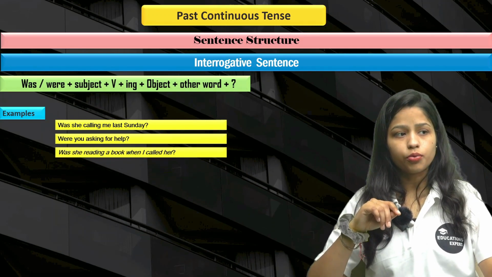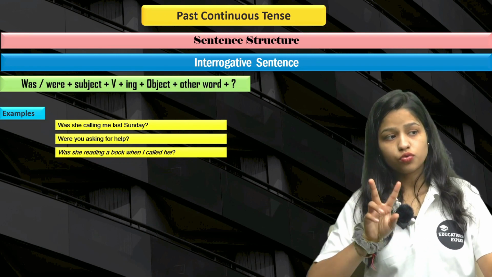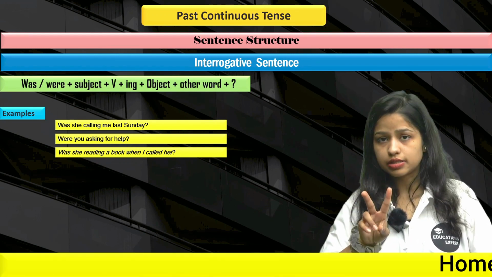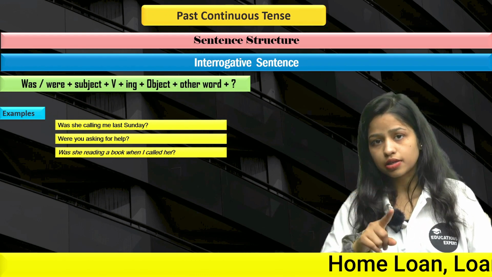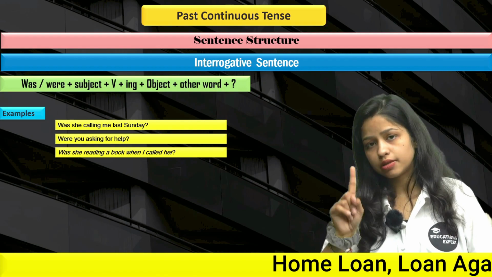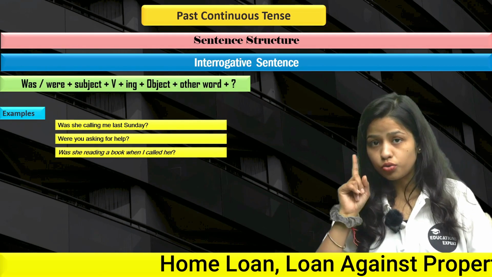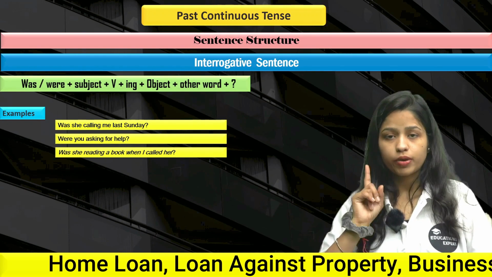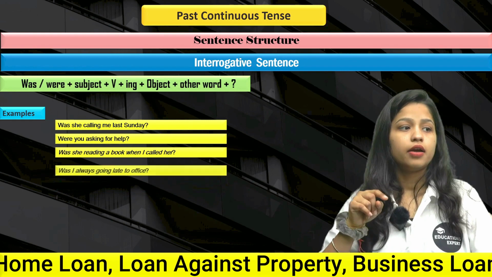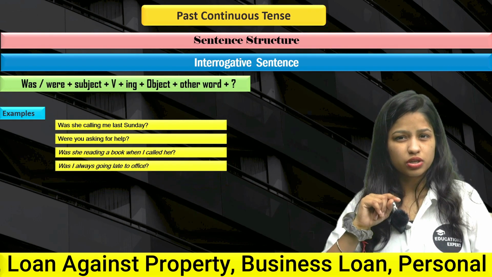Was she reading a book when I called her? Again, notice this thing. We have used two sentences. We have used two actions at the same time. First, we have used past continuous, and then we have used past simple tense, and again we have used when. So when and while. Do remember that rule of past continuous tense. Was I always going late to office?